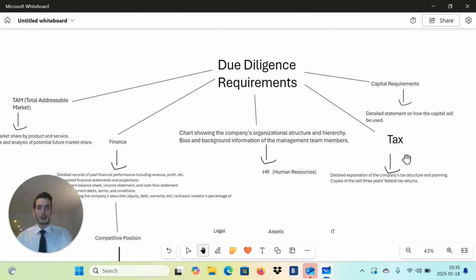Number 5, capital requirements, detailed statements on how the capital will be used. Which is just pretty obvious, you maybe know about it. You need to show them where this capital will be used. Is it marketing? Is it product development? Is it producing? Is it partnerships? Is it team management? Is it hiring? Where will this capital go? Is it company culture? Do you want to expand franchises? Is it coming to an investment opportunity? Where will this capital go to?